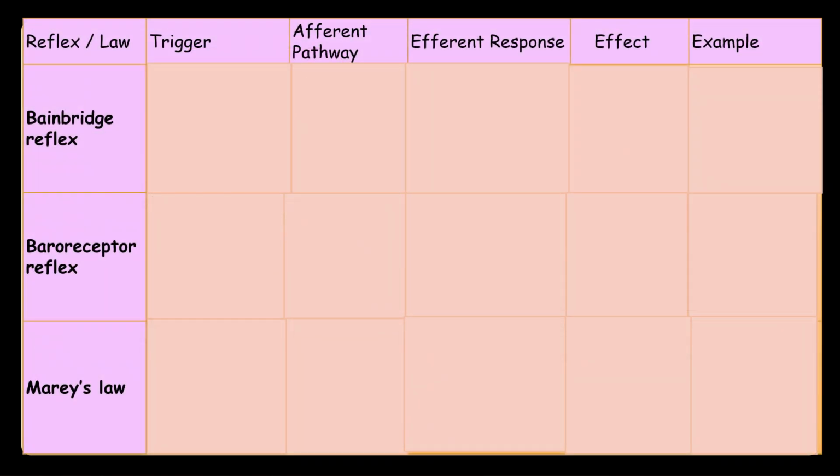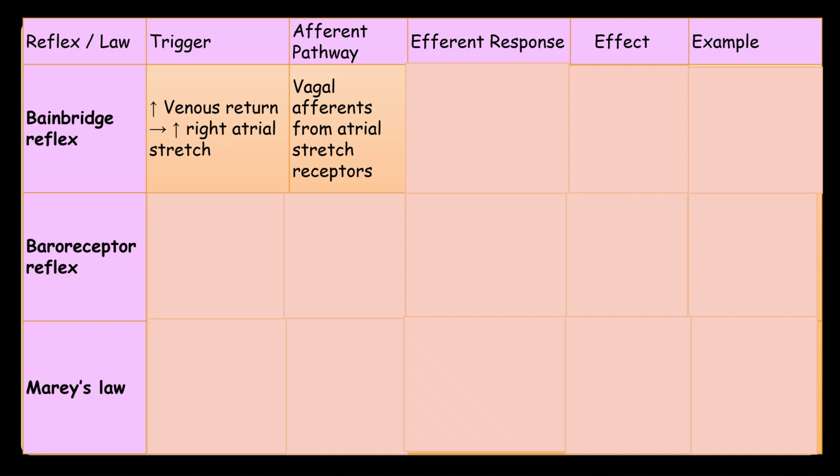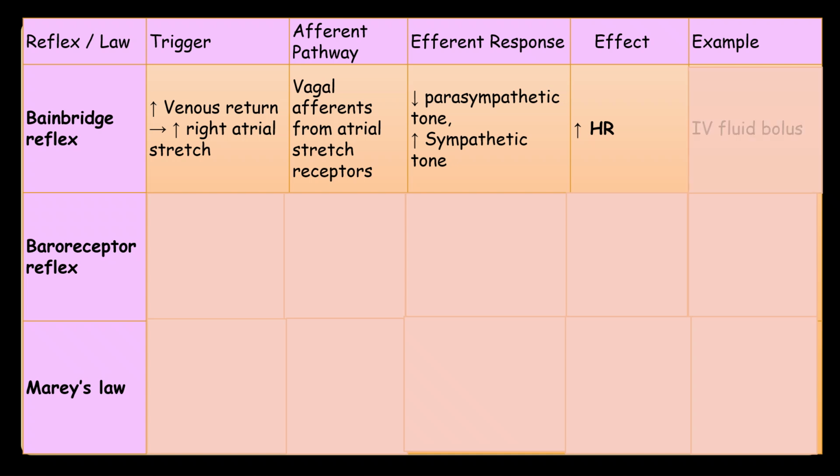And this is a comparison table of these reflexes. First, the Bainbridge reflex. The trigger is an increase in venous return or increase in right atrial stretch, which is sensed by the stretch receptors. The afferent is the vagal afferent, and the efferent is decreased parasympathetic and increased sympathetic tone, and the final result is increase in heart rate. An example of when the Bainbridge reflex will be activated is whenever there is an IV fluid bolus or rapid IV infusion, which leads to increased venous return.